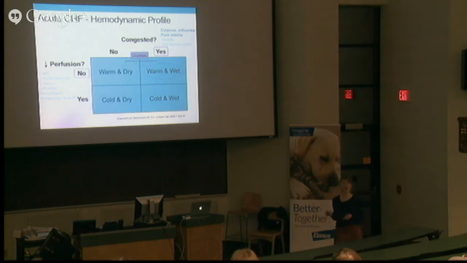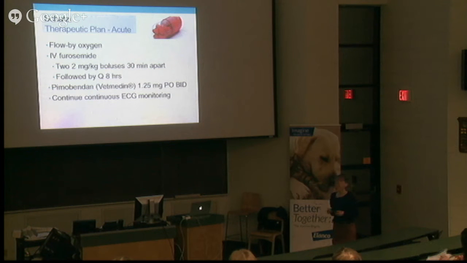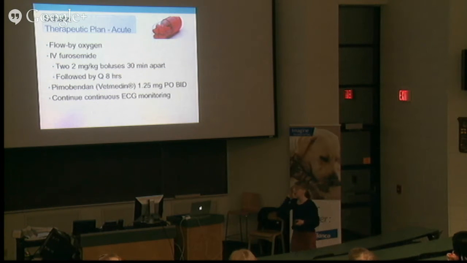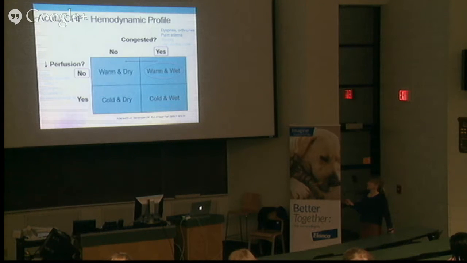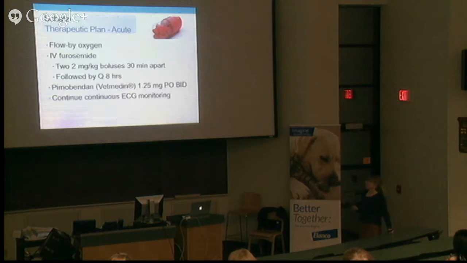So here's a patient who is naive to all therapy, the best kind. Naive to everything. She's just presented congested. She just needs a little diuretic, and hopefully she'll be A-OK. So what do we do? Well, in the very immediate term, yes, we give her a little flow-by oxygen, although she really didn't need that for very long. And she got a couple of IV furosemide boluses. She got two milligram per kilogram boluses. I gave them 30 minutes apart.